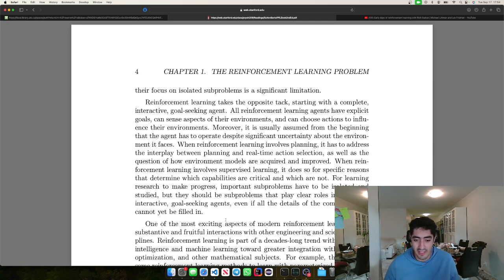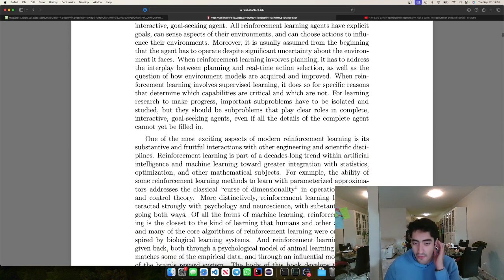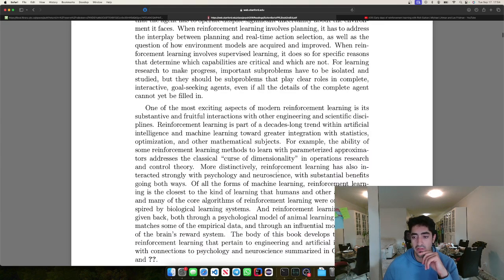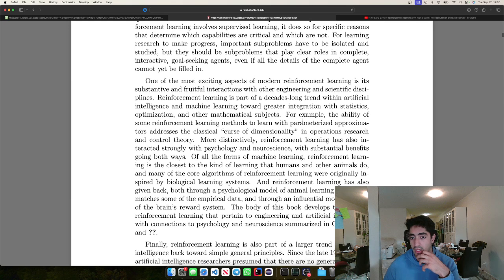One of the most exciting aspects of modern reinforcement learning is its substantive and fruitful interactions with other engineering and scientific disciplines. Reinforcement learning is part of a decades-long trend within artificial intelligence and machine learning toward greater integration with statistics, optimization, and other mathematical subjects. For example, the ability of some reinforcement learning methods to learn with parameterized approximators addresses the classical curse of dimensionality in operations research and control theory.